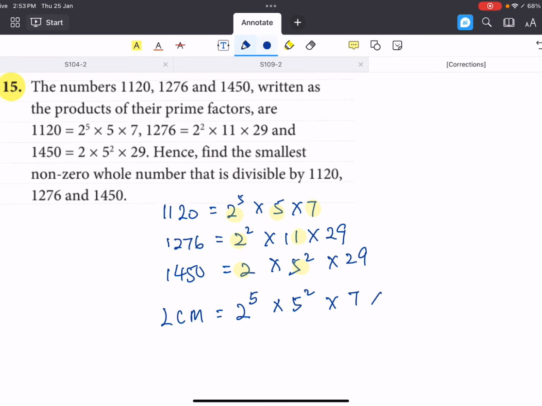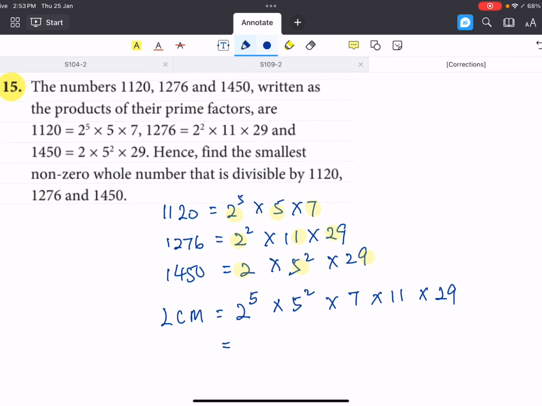So times 11. And then we have 29, right? So times 29. Well, at this point of time, we will need our calculators. So give me a moment. Let me pull out my calculator.